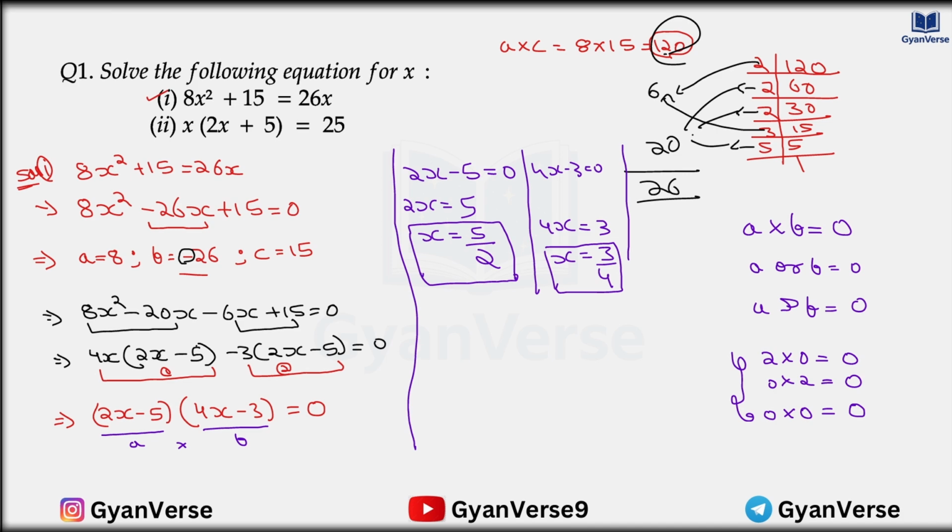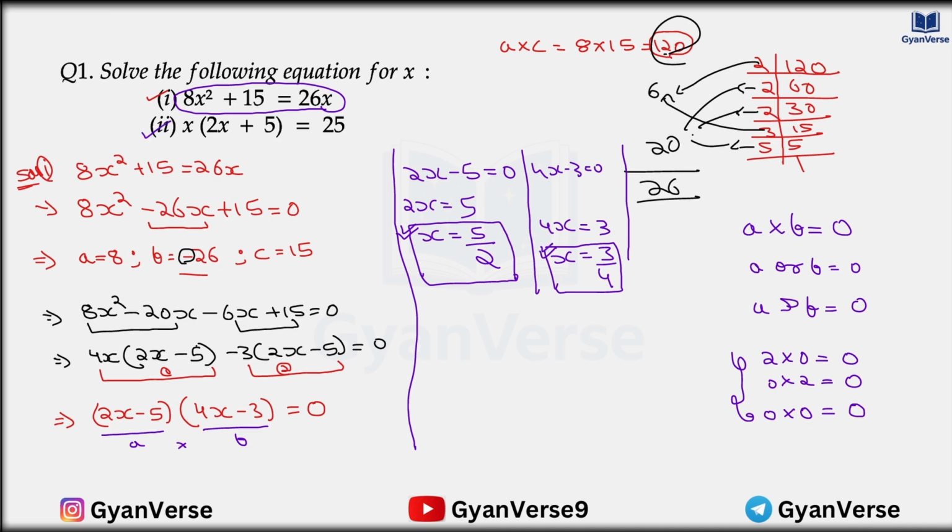Now that means if I put x equals to 5 upon 2 or x equals to 3 upon 4 in the first part, the left hand side and the right hand side will be equal. That means it will verify the quadratic equation. For any quadratic equation, there will be at most two values of x that will satisfy the quadratic equation. That means for this quadratic equation, 8x square plus 15, there are two values, that is x equals to 5 upon 2 and x equals to 3 upon 4, that will satisfy this equation.